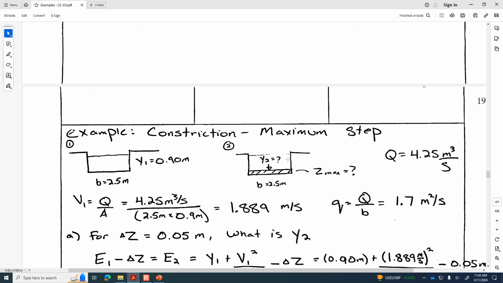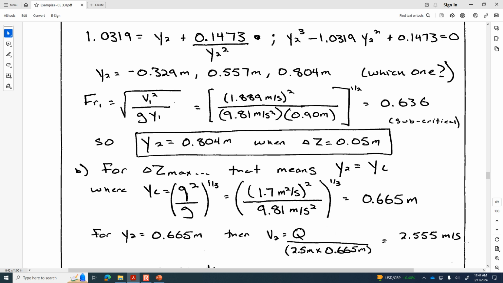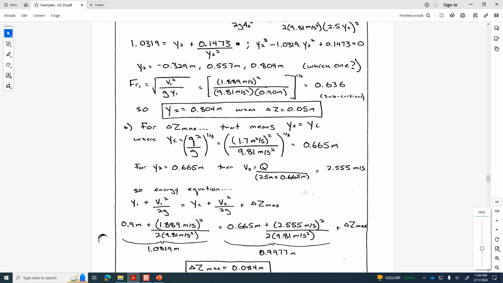And then at 2, I don't know the velocity yet because I don't know how deep the water is. But I can express the velocity head in terms of the flow per unit width because it's still going to be 2.5 meters wide and it's still going to be 4.25 cubic meters per second. So I've got the flow per unit width at 2, which I'm going to use to find the velocity head at 2. So I'm going to skip over part A because that's not as interesting as this question of what's the maximum step height prior to choking.